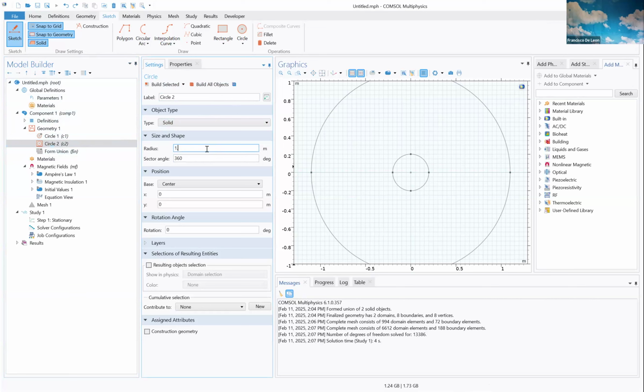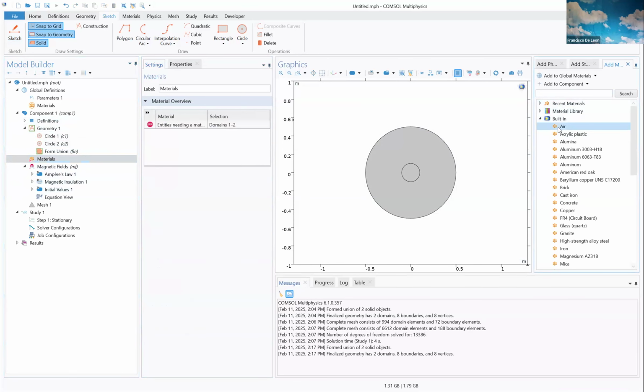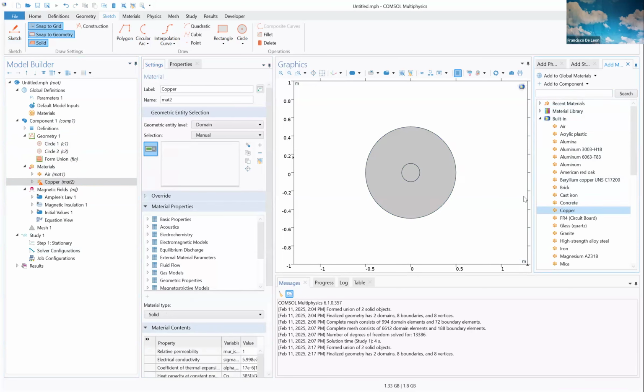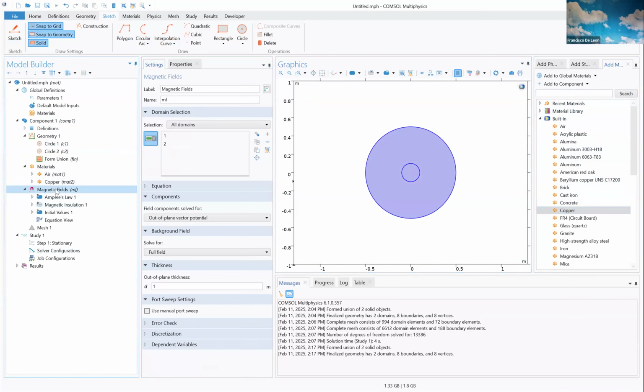Okay, instead of one, circle 1 with point 1, and that is 0.5. Then materials, the same way we did earlier: air and copper. That's air, that's copper, and now to the magnetic fields.